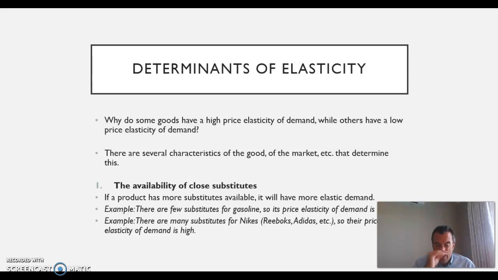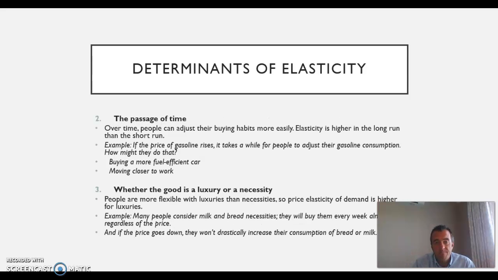So in the example, at the grocery store, it's going to be more elastic. When there's a change in the price, consumers can buy something else. And at the convenience store, I have no other choices. I'm going to have to buy it. It's going to be inelastic.